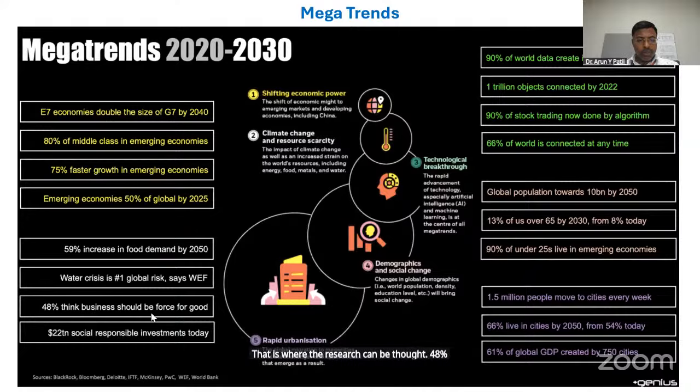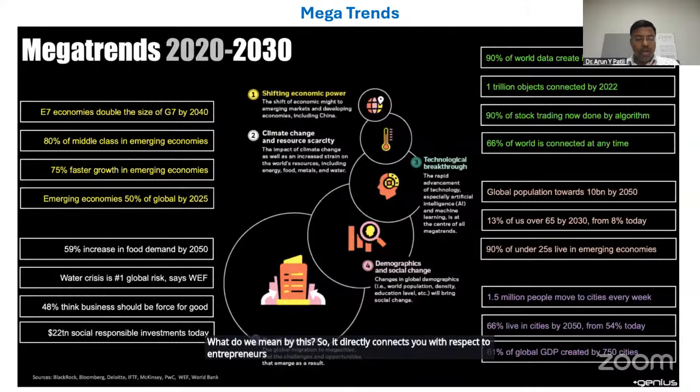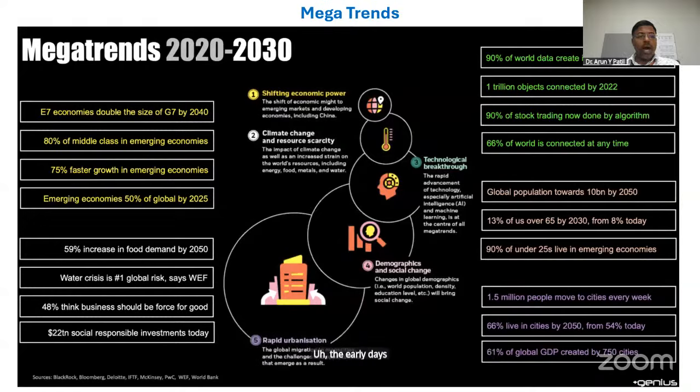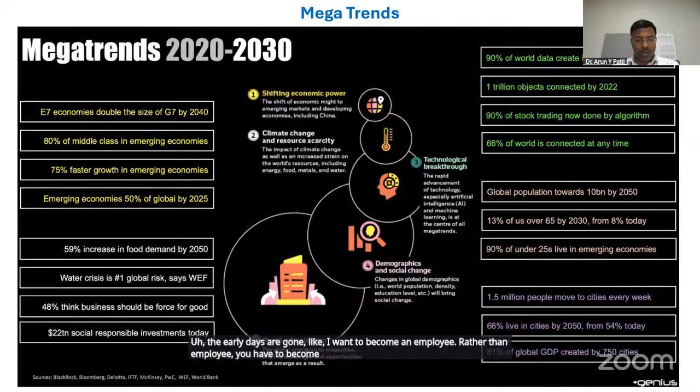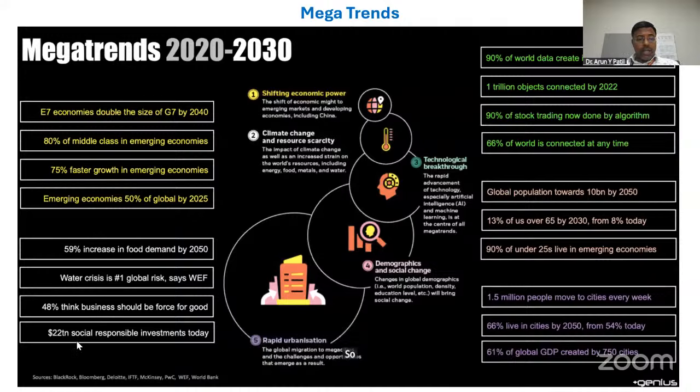48% think business should be a force for good. What do you mean by this? It directly connects you with respect to the entrepreneurship journey, wherein the early days are gone, like I want to become an employee. Rather than an employee, you have to become an employer.